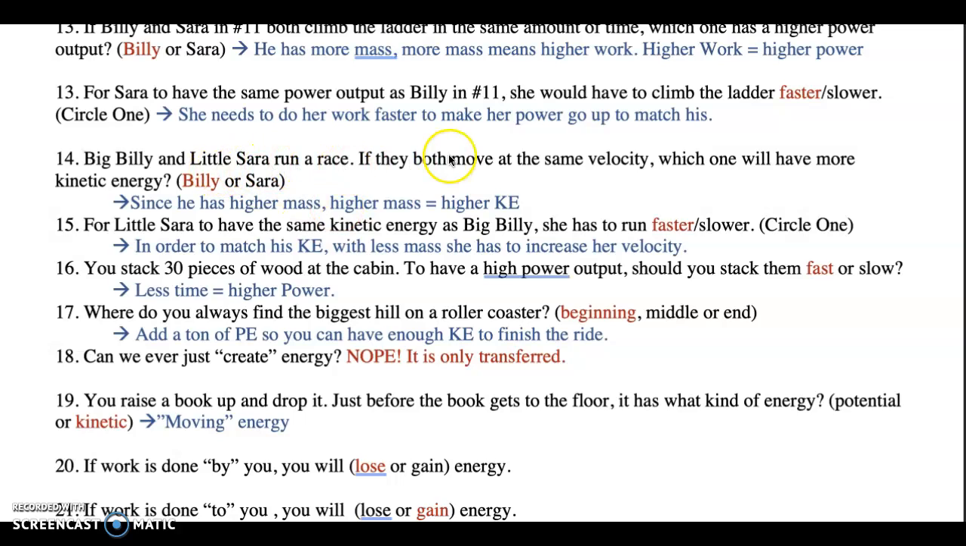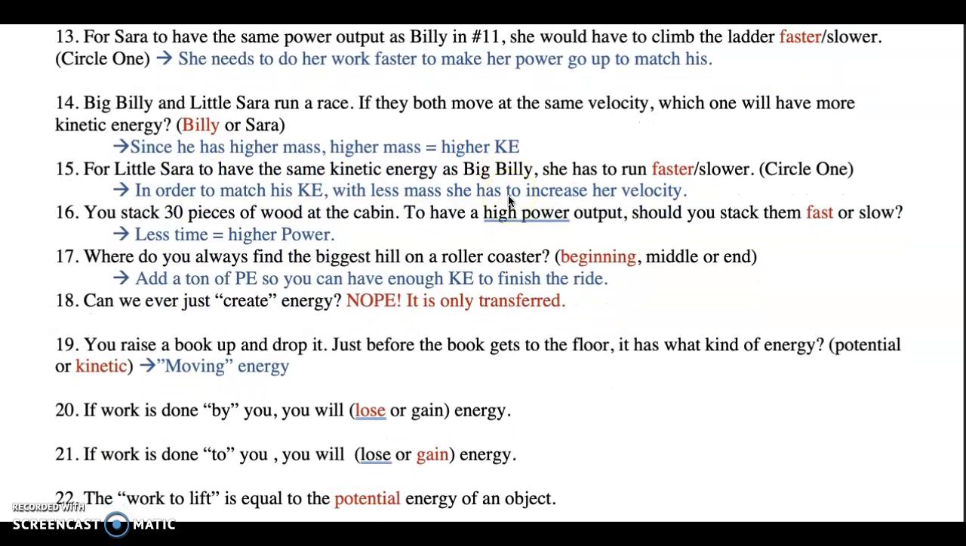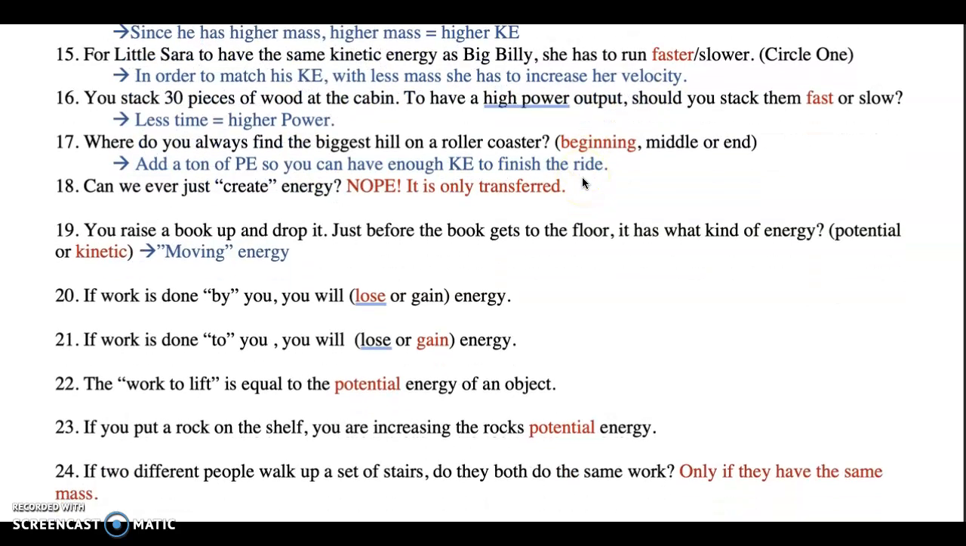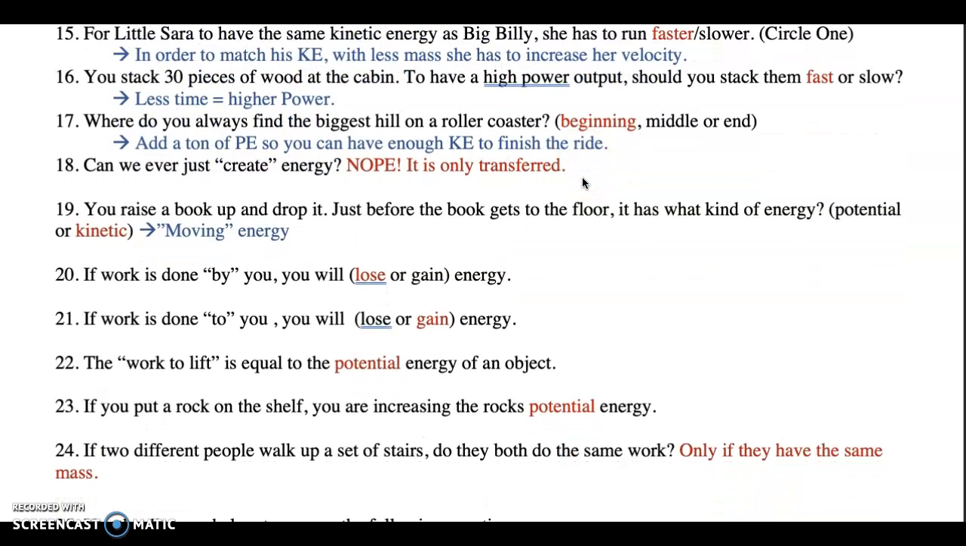So this one, same velocity, who has more kinetic energy? Again, kinetic energy is 1/2 times mass times velocity squared. If their velocity is the same, higher mass Billy means higher kinetic energy. For little Sarah to have the same kinetic energy, she's going to have to run faster. Okay, because her mass is lower, her velocity has to be higher to match kinetic energy. Stacking wood, to increase power, I have to do it fast. Okay, so this is just some conceptual pieces to our equations.